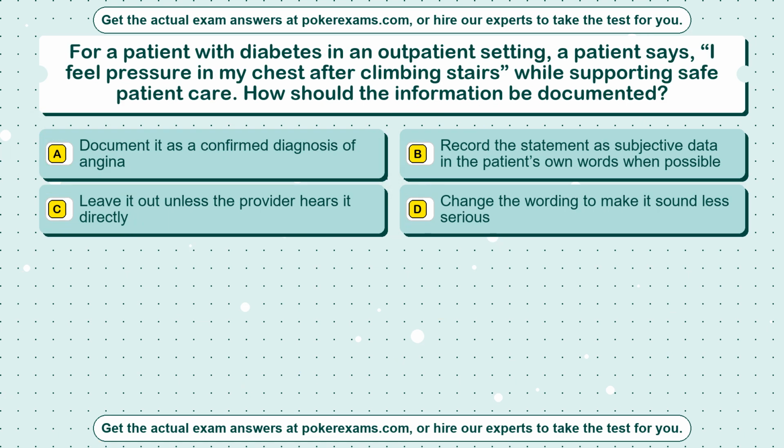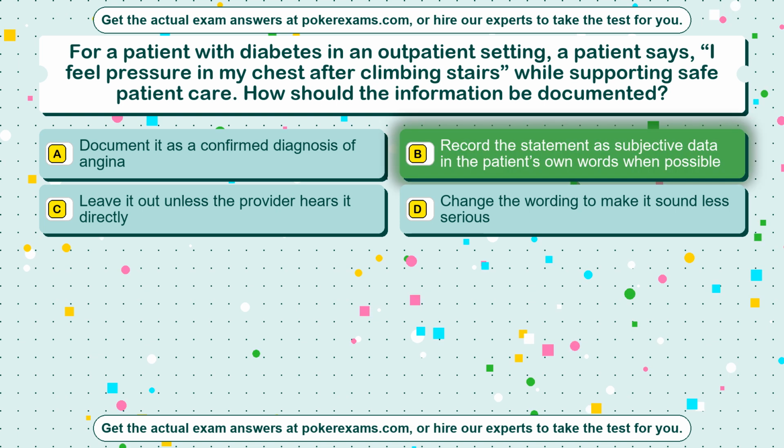Question 57. For a patient with diabetes in an outpatient setting, a patient says, I feel pressure in my chest after climbing stairs while supporting safe patient care. How should the information be documented? Option A, document it as a confirmed diagnosis of angina. Option B, record the statement as subjective data in the patient's own words when possible. Option C, leave it out unless the provider hears it directly. Option D, change the wording to make it sound less serious.